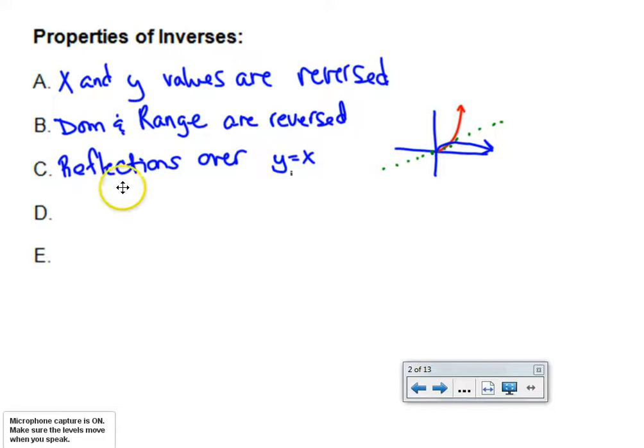I didn't do a very good job, but you get the idea. A fourth property when it comes to inverses is that if the original passes what's called the horizontal line test, then that means the inverse is a function.